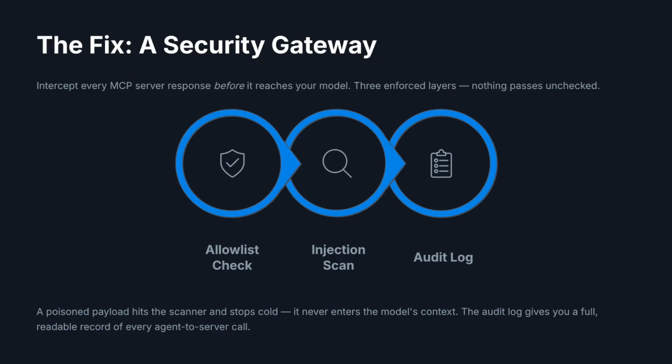So the fix is a gateway that sits between your agent and every MCP server. Nothing reaches the model directly anymore. The gateway does three things. It checks each server against an allow list, scans every description and result for injected instructions, and logs the whole exchange so you can actually see what happened. That is your safety layer. It will make more sense once you see it in the code.